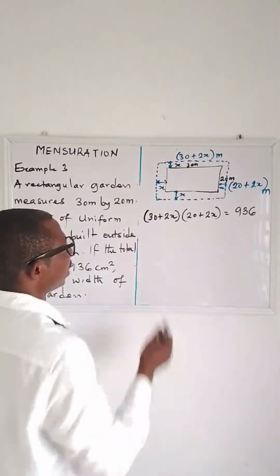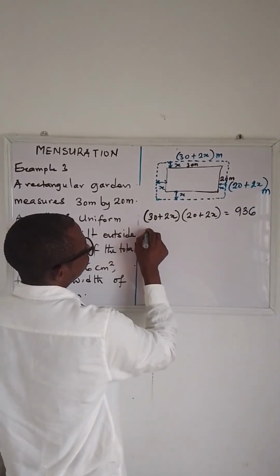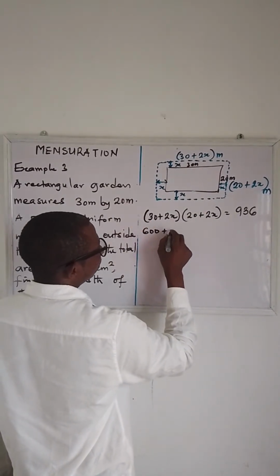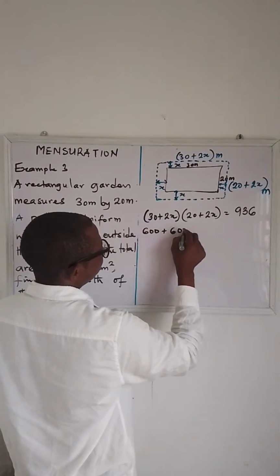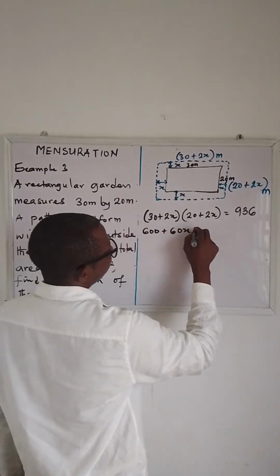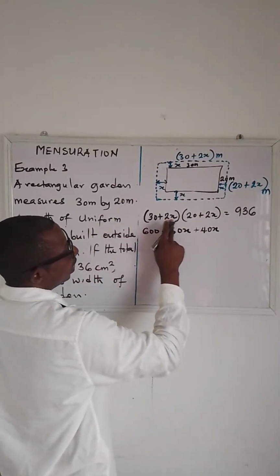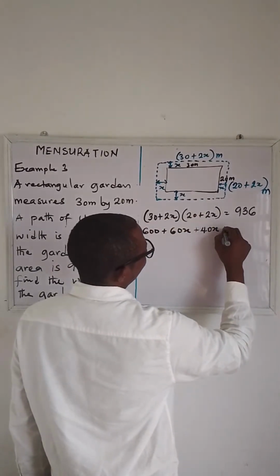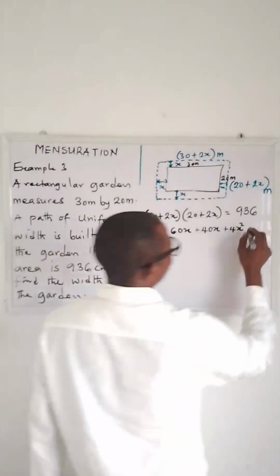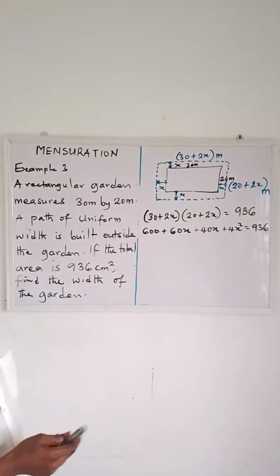Can we solve this now? Let's open the bracket. Now 30 times 20 gives you 600. Now 30 times 2x is plus 60x. Now 2x times 20 is plus 40x, and 2x times 2x gives you plus 4x squared. All right, equals 936. I hope you understand that.